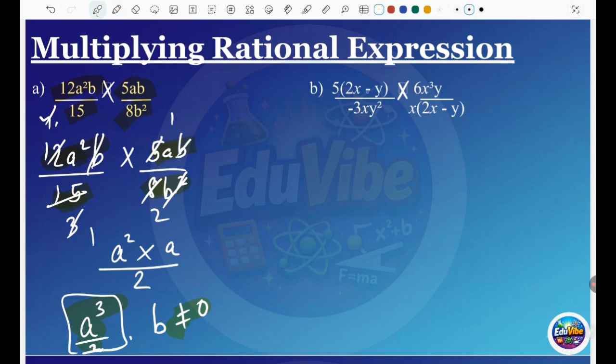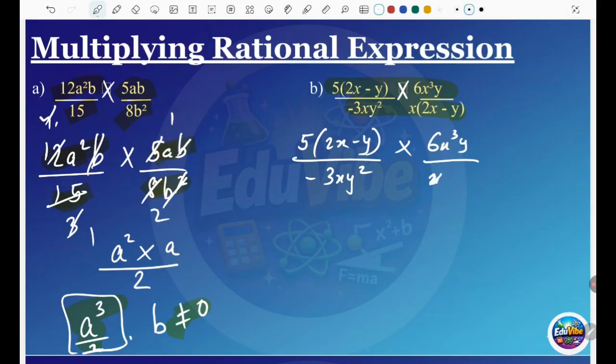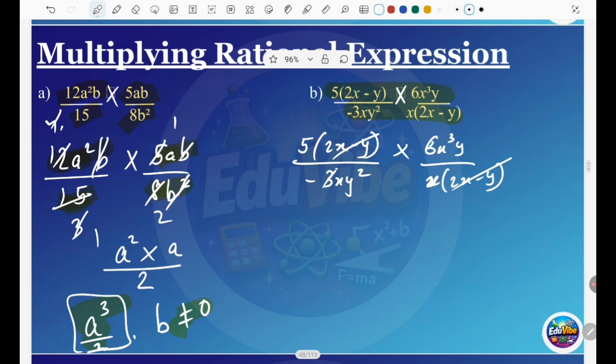Next, we have this whole big expression. How can we deal with it? Let's figure it out. Firstly, this stays the same. There is nothing common that can be done. So it's minus this, multiplied by 6x cube y divided by this x and 2x minus y. That 2x minus y goes with 2x minus y. That 3 goes with this.